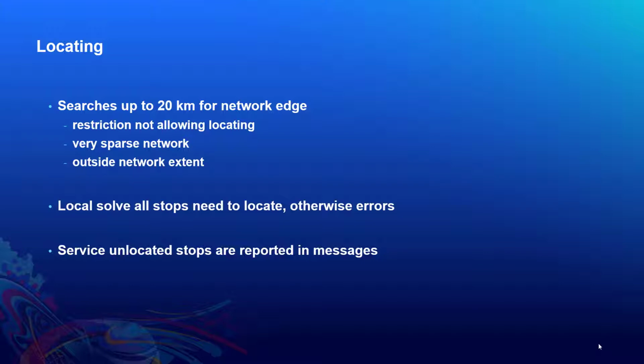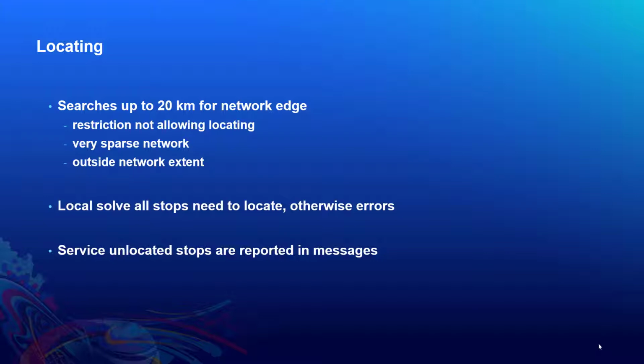Now, locating is the first phase in doing a solve. This is where we try to find out what network edge a particular location is closest to. We really attempt to locate stops. We assume that since you've added one, you want to use one. So we actually search out 20 kilometers looking for an edge to locate on. In most cases, that's probably enough to find an edge, but it's really dependent upon the network.